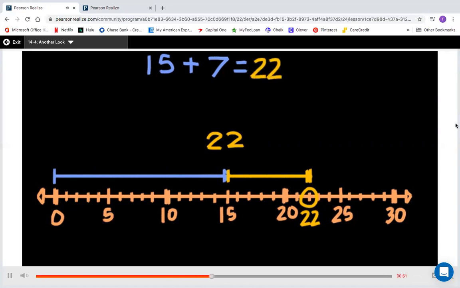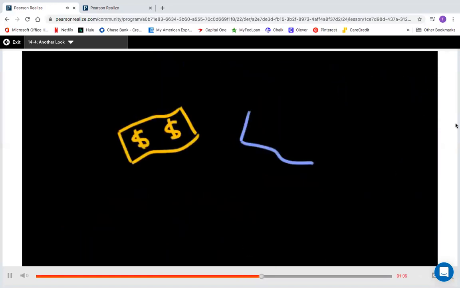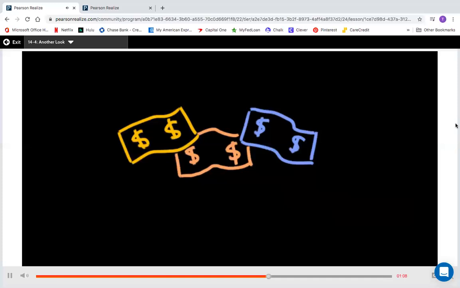When adding two numbers on a number line, draw lines to show each number, and then see how far it stretches. Where you end up is your sum. It's that easy. And it works for subtraction as well. If I have $25 and spend $7 on a book, how much money will I have left? I know, I can use a number line to find out.